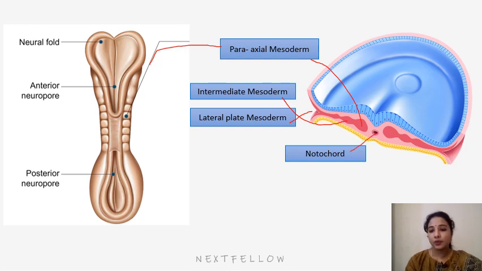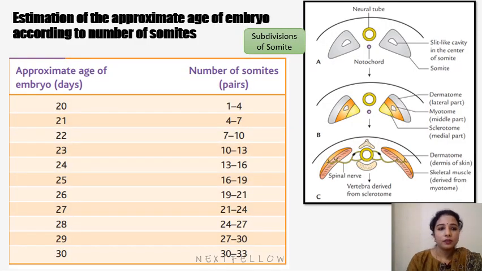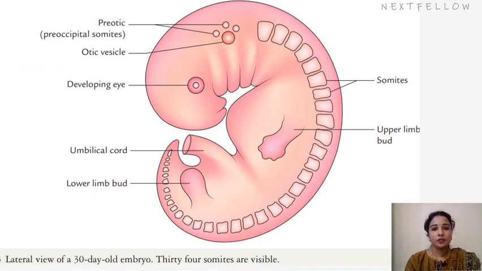Here is the note. See the somites on each side. And we can see the sclerotome having the dorsal component, ventral component, and also the lateral component. So this is the number of somites based upon the approximate age of the embryo. So we can see the aortic vesicle here.